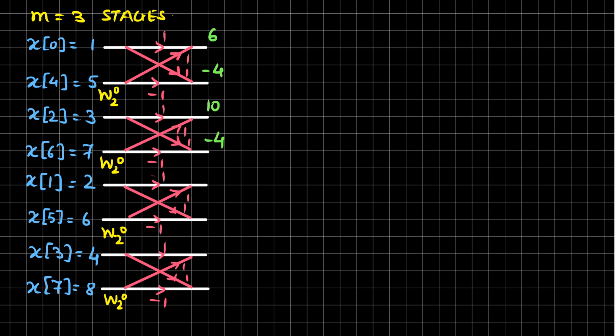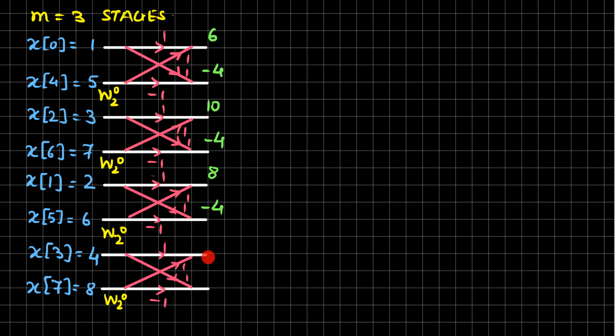Now the value that we need to find here would be 2 plus 6 into W2 to the power 0. So it is 2 plus 6, that is equal to 8. So we have 8 here. And the value that we need to obtain here would be given as 2 minus 6 into W2 to the power 0. So it is 2 minus 6, that is equal to -4. So again we are having -4 here.